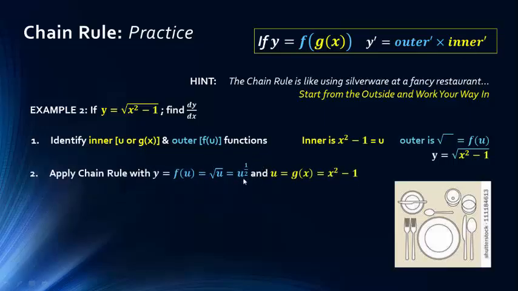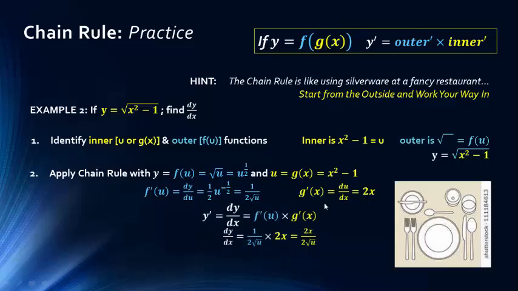So the derivative of the outer is simply u to the 1/2, right? Or, that is the square root of u. So the derivative of that piece is 1/2 u to the negative 1/2, or 1/2 times the square root of u. The derivative of the inner is just 2x. So I multiply these things, and I get 1 over 2 times the square root of u times 2x, or 2x over 2 times the square root of u, or x over the square root of x squared minus 1. Okay? Now I went through that very fast.